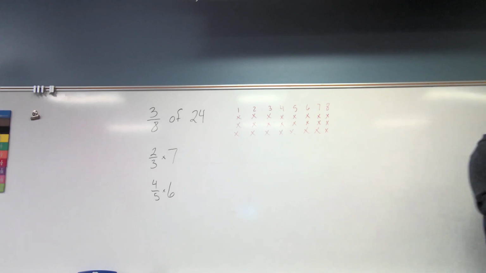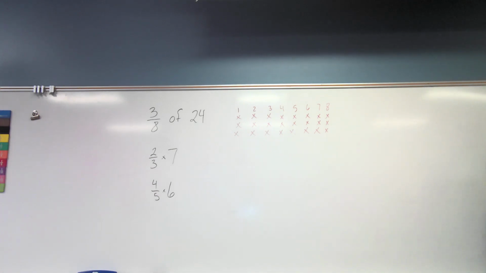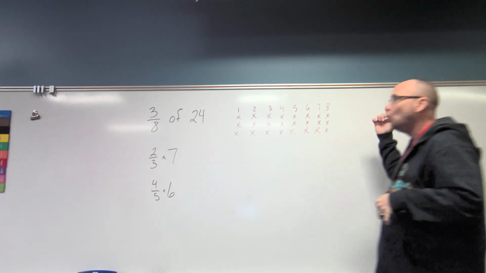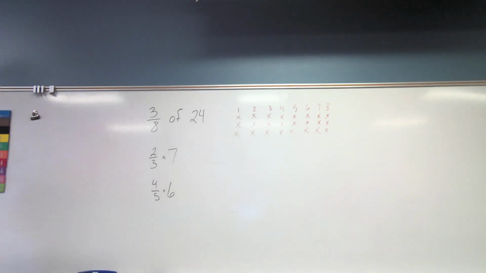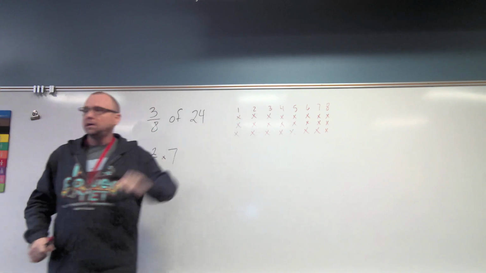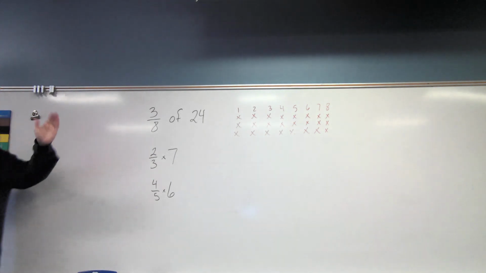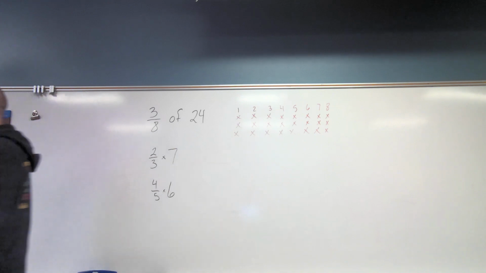So then we have to ask ourselves, how many are in each of the groups? 3. So 1/8 of 24 equals what? 3. If I have just 1/8 of 24, it's going to have 3. One of the 8 groups is going to have 3, so 1/8 of 24 is going to be 3.